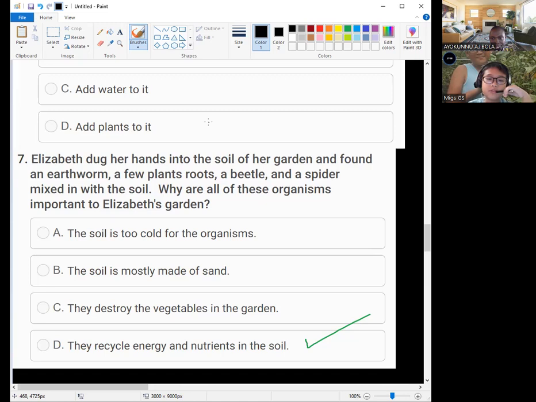An earthworm, a few plant roots, a beetle, and a spider mix in with the soil. Yeah, that's correct. The earthworm, number 1. A few plant roots, that's number 2. A beetle, that's number 3. And a spider, that's the 4th one. So if you were asked, what are the things you can find in the soil? What would you say?